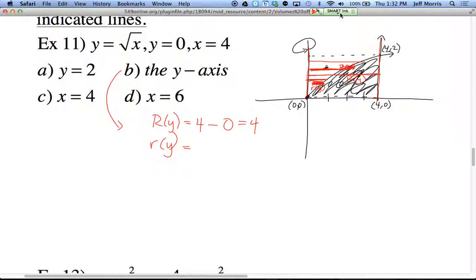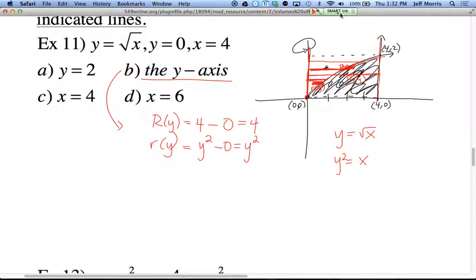And the reason it's in terms of y is because we're rotating around the y-axis. And so little r of y is going to be the function to the right, which is the square root of x. But since it's y equals the square root of x, we need it in terms of y. So we're actually going to have to solve for x. So we're going to square both sides, so it's y squared equals x. So it's going to be the function to the right, which is y squared, that's this thing right here, minus 0, which is y squared.